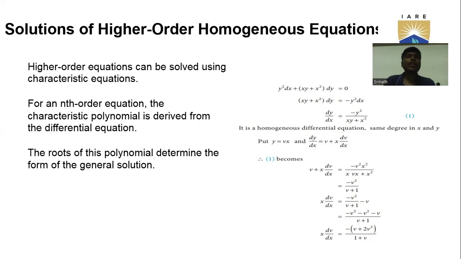For an nth order equation, the characteristic polynomial is derived from the differential equation. The roots of this polynomial determine the form of the general solution. Okay, these are the solutions of the higher order homogeneous equation. See this solution, and how to find the solution.